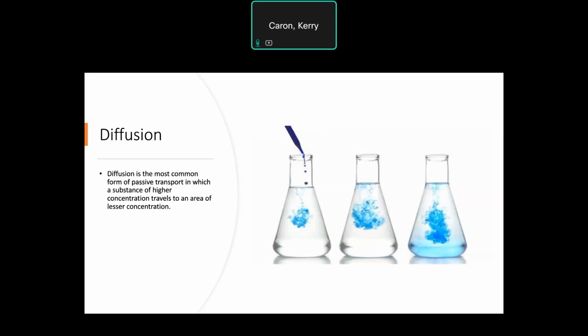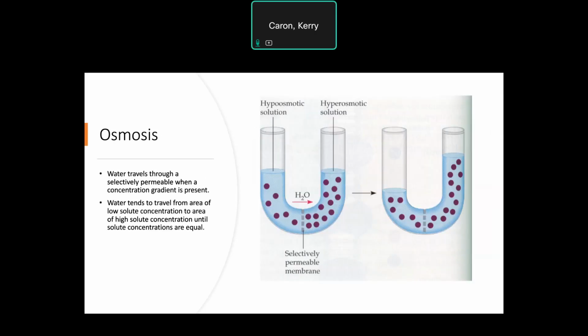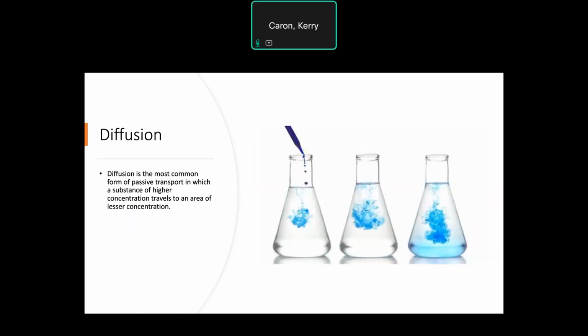Diffusion is like making a powdered drink. Diffusion is the most common form, and a substance of higher concentration travels to an area of lower concentration to kind of even it out. Osmosis, whereas diffusion is talking about the substance, the solute, right? Going from areas of high concentration to low concentration.